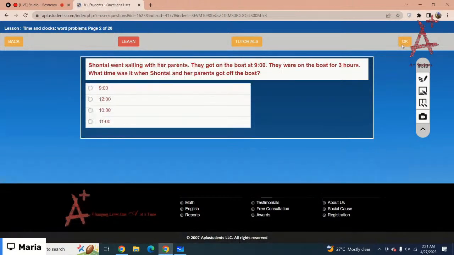Okay, Shontal went sailing with her parents. They got into the boat at 9. They were in the boat for 3 hours. What time was it when Shontal and her parents got out of the boat? So, which is the correct option? It would be 9 and move forward 3 hours, 10, 11, and 12. Got it? That means right after the 3 hours when they got off the boat, it's 12.